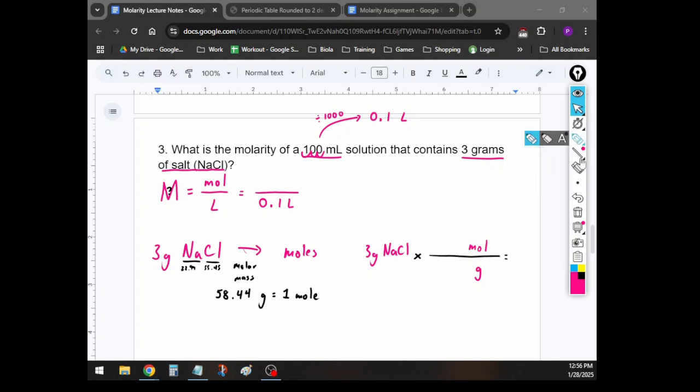No, not yet. Wait a minute. Okay, so you already done moles? Not yet. We found molar mass. We have to use this to find moles. We haven't found moles yet. This is a brand new thing we're learning. No, we learned this back in like October.